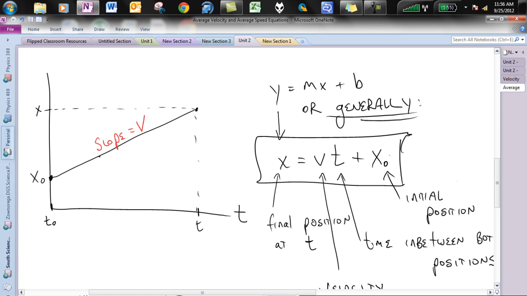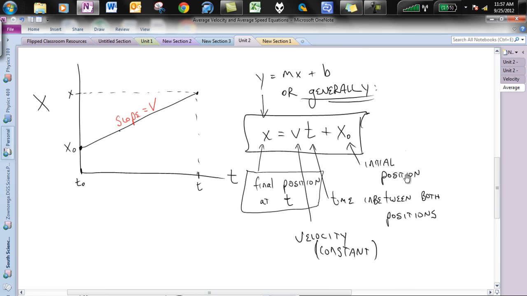Remember, x naught refers to the initial position, and x over here refers to the final position at time t. So the idea is, if I plug in a time in between the two points, some t, like 5 seconds, this is referring to the final position at that 5 seconds. So this is one of our mathematical models that we will use.